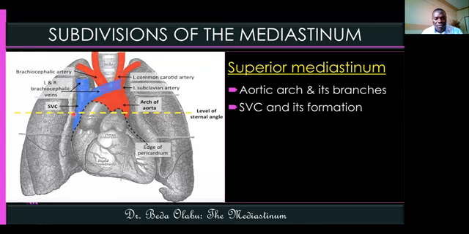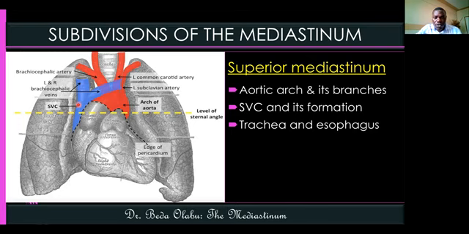Apart from that, we also have the superior vena cava being part of the superior mediastinum, and the veins that form the superior vena cava, which means the right and the left brachiocephalic veins. The right brachiocephalic vein comes from the right side of the upper part of the body, carrying blood from the head and neck region as well as upper limb. And the same as the left one, coming from blood that is coming from the left upper limb and the left head and neck region. So the vein from the left and the vein from the right meet to form the superior vena cava, and they are still within the superior mediastinum.